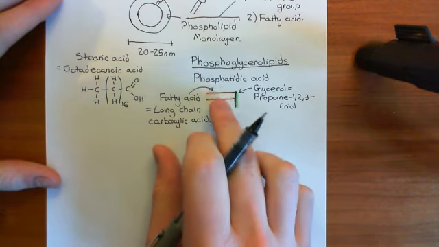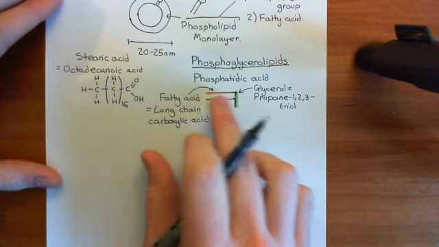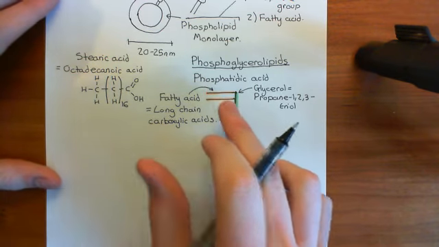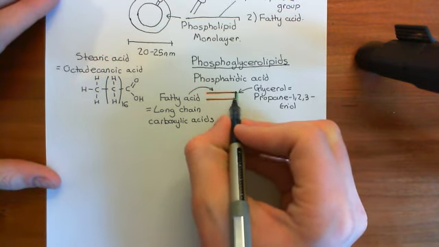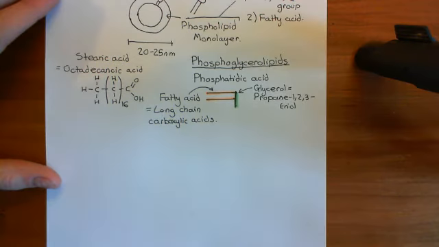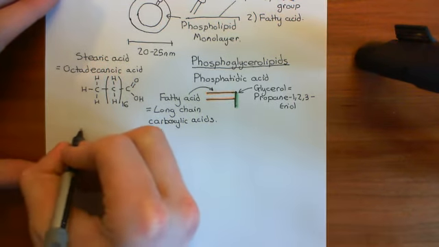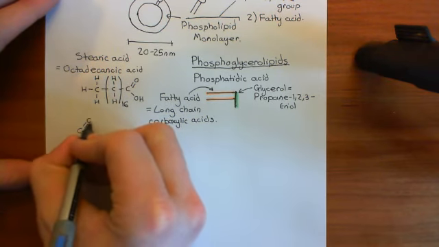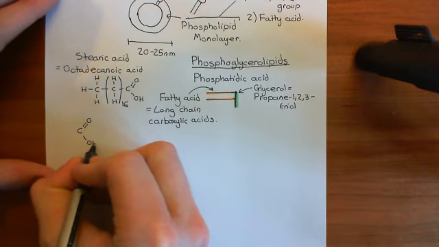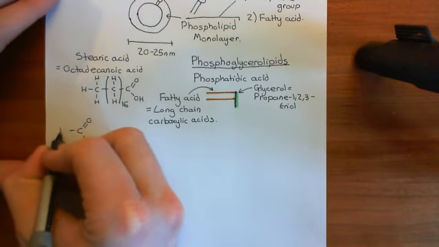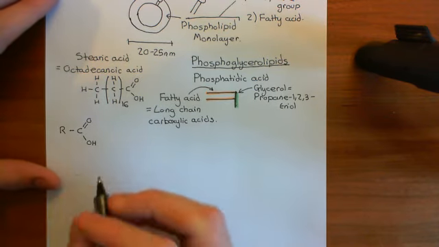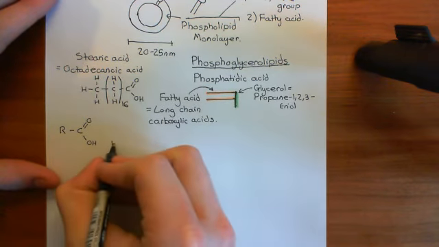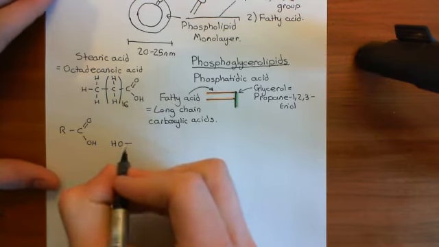So, what you're going to do is take two long-chain carboxylic acids, and they don't need to be the same, they can be different long-chain carboxylic acids, and you're going to esterify them onto the alcohol groups of the first and second carbon of the glycerol molecule. So let me just show you the esterification reaction. Here is a carboxylic acid molecule, and I'll put an R there for an arbitrary chain, and then we have our alcohol group of the glycerol molecule here.